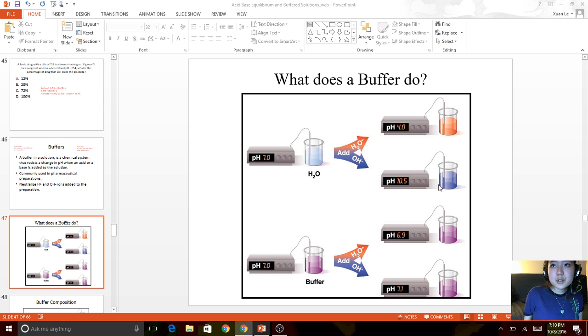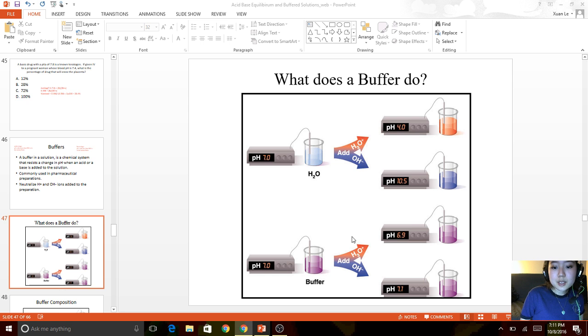Okay, so buffers shield the solution and make sure that it doesn't fluctuate. So what would be in a buffer to make it resist change? So an acid and a base, basically. A buffer has to contain an acid and a base for it to resist the fluctuations in pH.